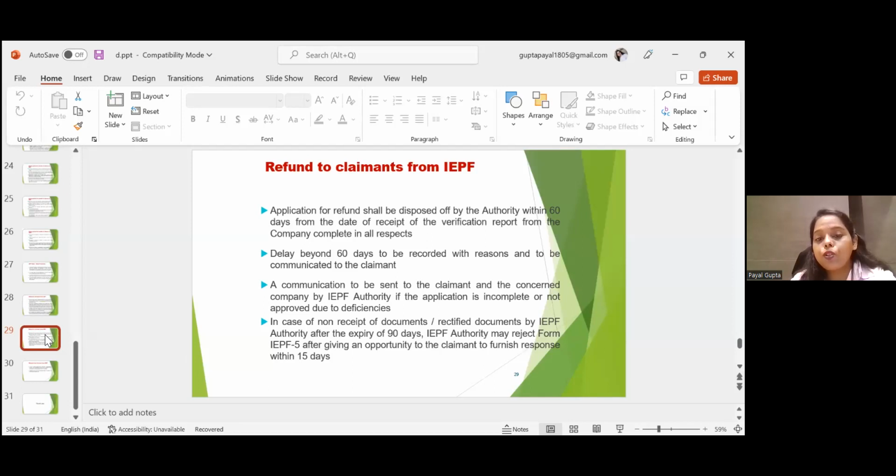A communication to be sent to the claimant and the concerned company by IEPF authority if the application is incomplete or not approved due to deficiencies. In case of non-receipt of rectification document by IEPF authority after expiry of 30 days, IEPF authority may reject form IEPF 5 after giving an opportunity to the claimant to furnish response within 15 days.